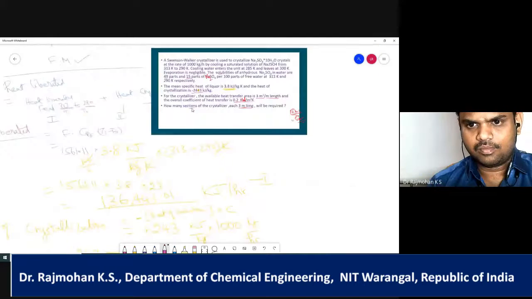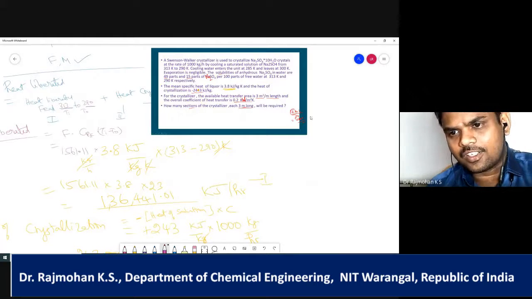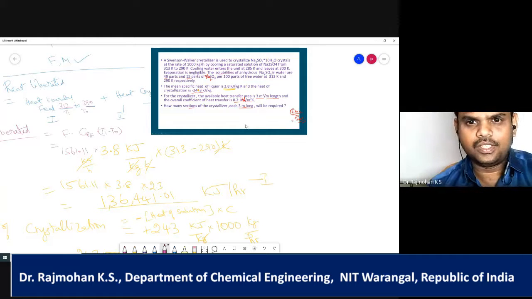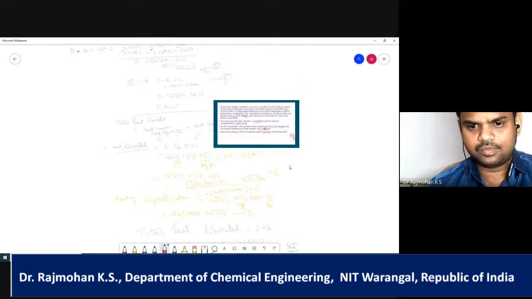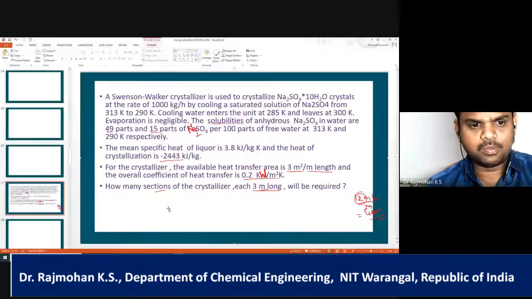Okay. You can repeat, some questions will ask how many sections of crystallizer each 9 meters long are required. In the denominator it should be 9. Okay. So that way we can solve the problems using this one. Shall we move on to the next problem?